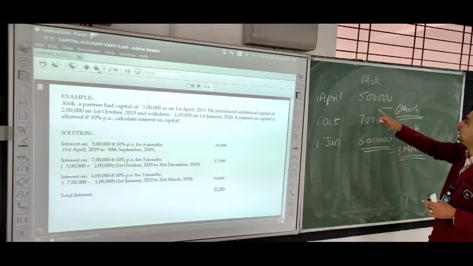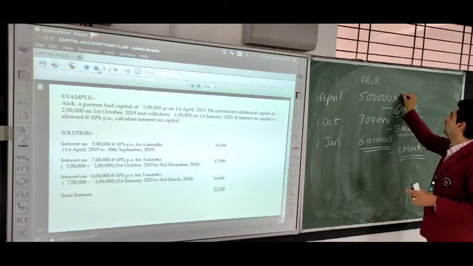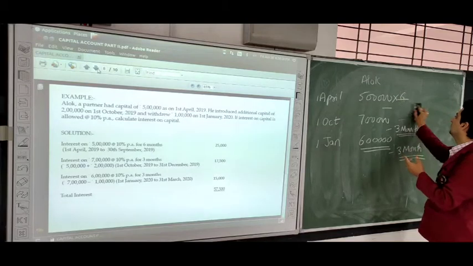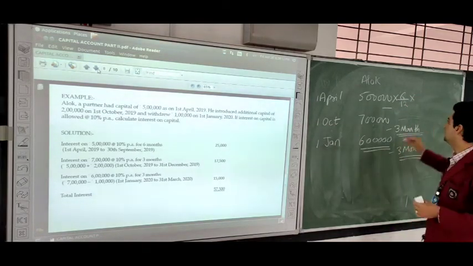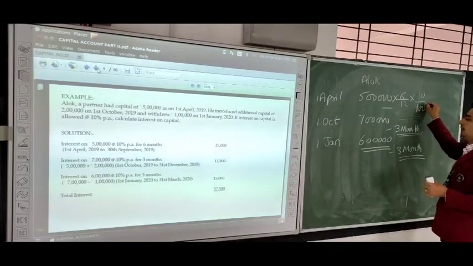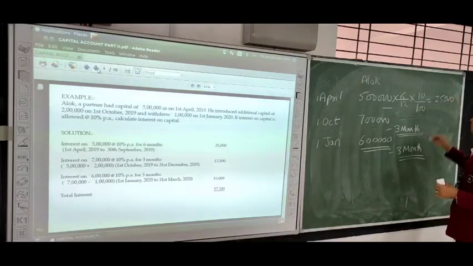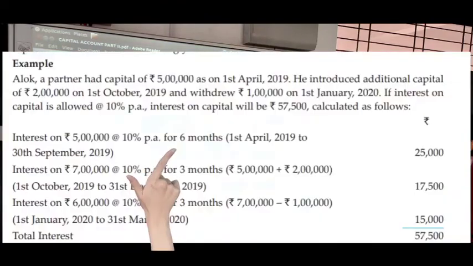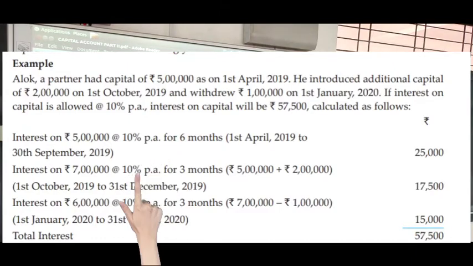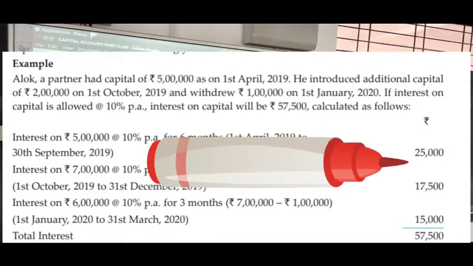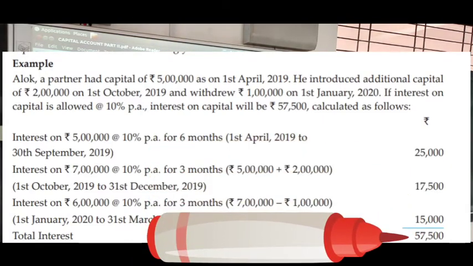Okay students. So how will we calculate? 5 lakh will be there. For 6 months he is getting, so 6 by 12 into the percentage, 10 by 100. So total will be 25,000. Like this we will calculate 5 lakh at 10% for 6 months. Then 7 lakh at 10% for 3 months. Then 6 lakh at 10% for 3 months, and we will add these amounts. Then we will have our total interest on capital.